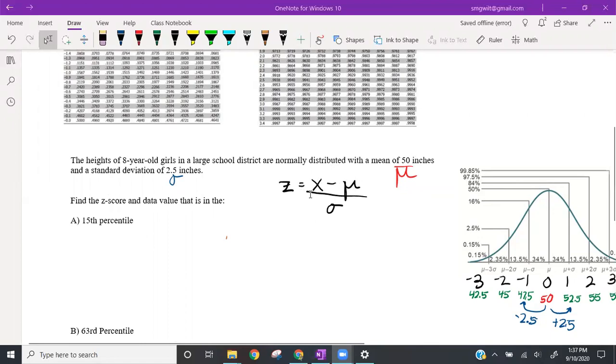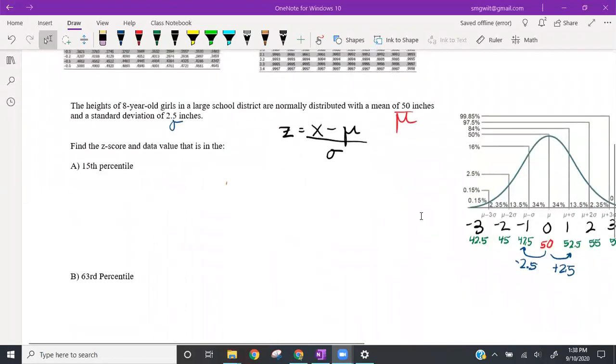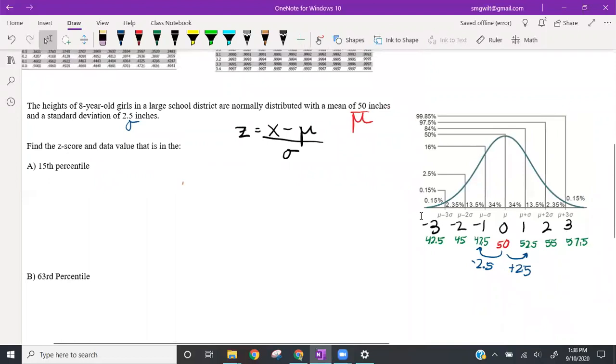I'm actually using an example situation from the previous section, the heights of 8-year-old girls. They tell us that the mean of their heights in the school district is 50 inches and that their standard deviation is 2.5 inches. So I filled out the percentile normal distribution to show that as a reference point. I put the mean in the middle, I added 2.5 to get the 3 values on the left, I subtracted it to get the 3 values on the right. And those represent z-scores of 0, 1, 2, 3, and -1, -2, -3.